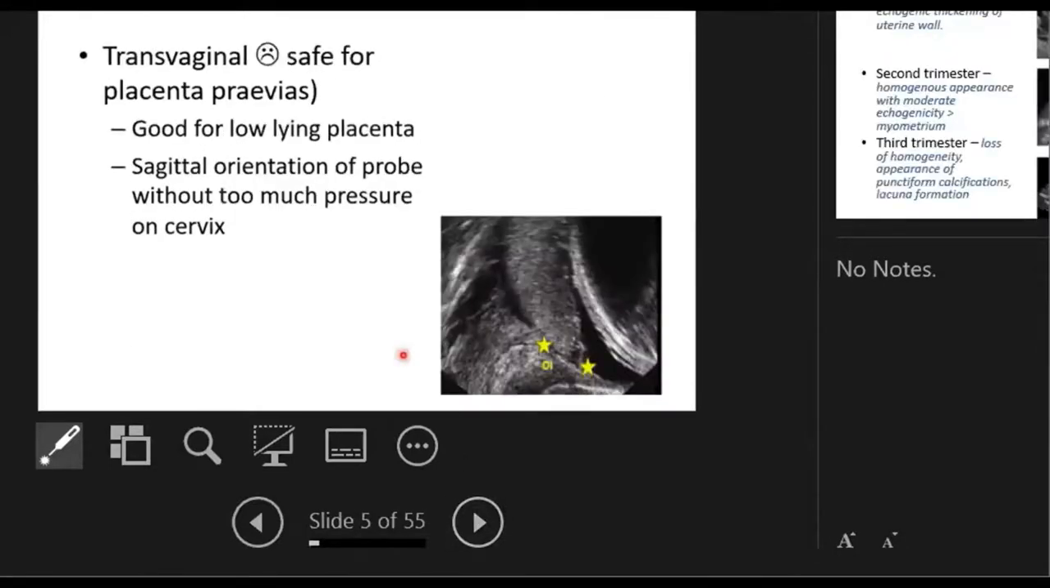So for the transvaginal approach, it is the standard if you are suspecting a low-lying placenta or placenta previa. It's safe even in a patient who's bleeding. Why is it safe? You are not supposed to push it all the way up into the cervix. You just insert it maybe halfway or even less than that into the maternal vagina.